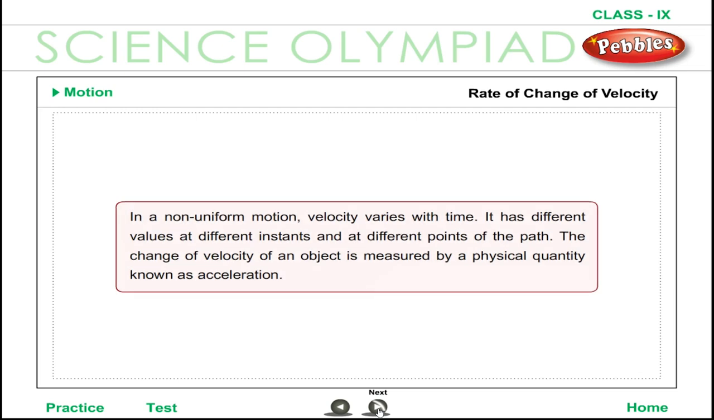Rate of change of velocity. In a non-uniform motion, velocity varies with time. It has different values at different instants and at different points of the path. The change of velocity of an object is measured by a physical quantity known as acceleration.